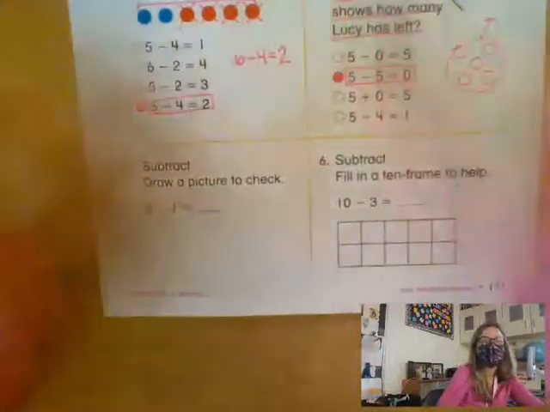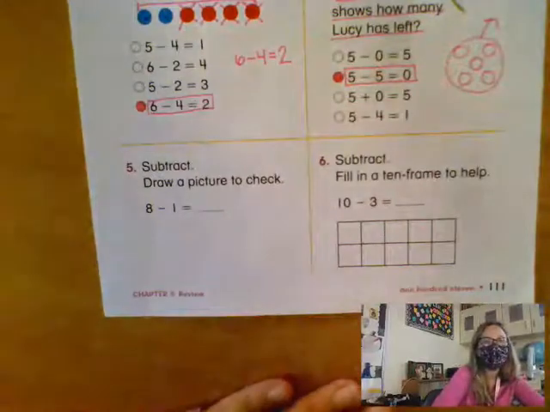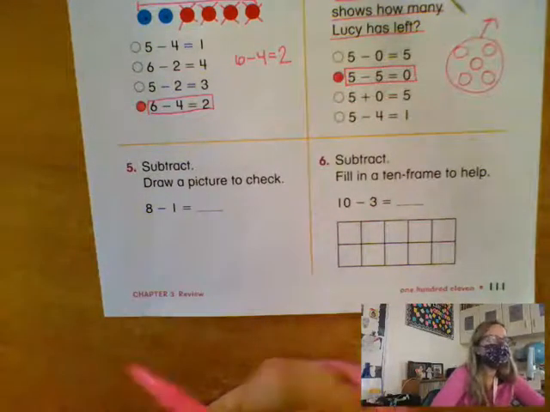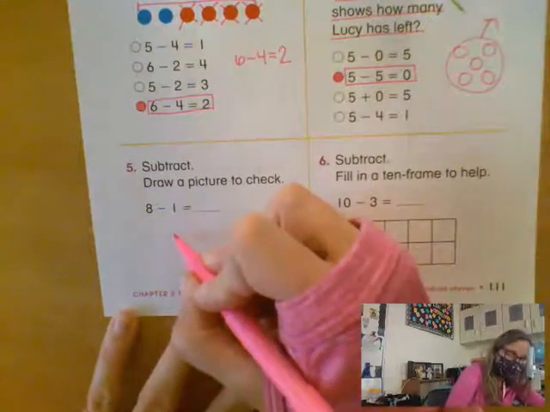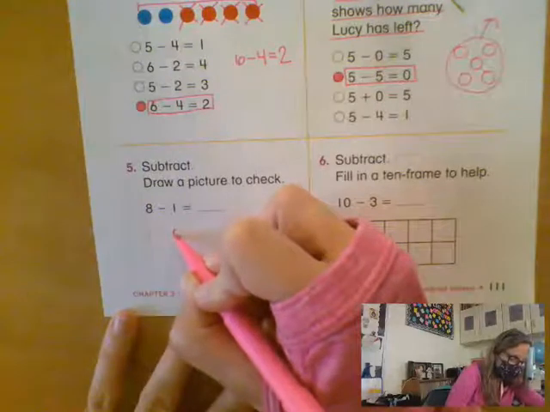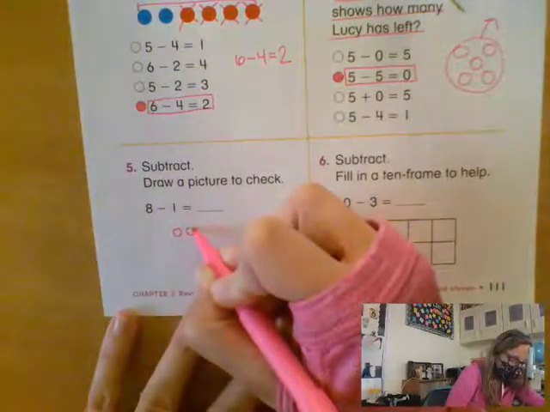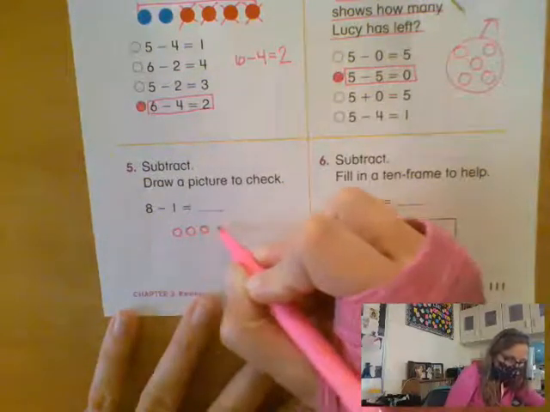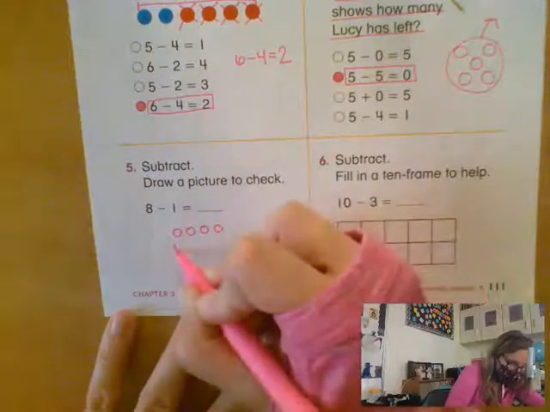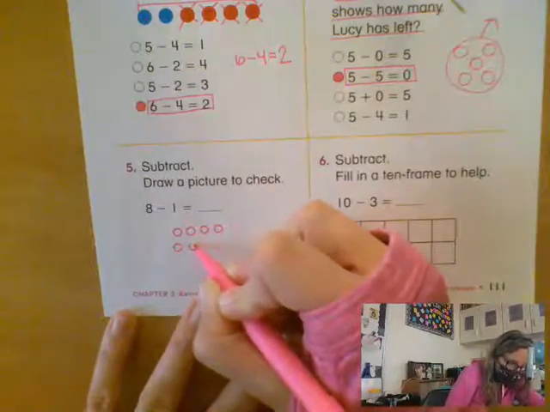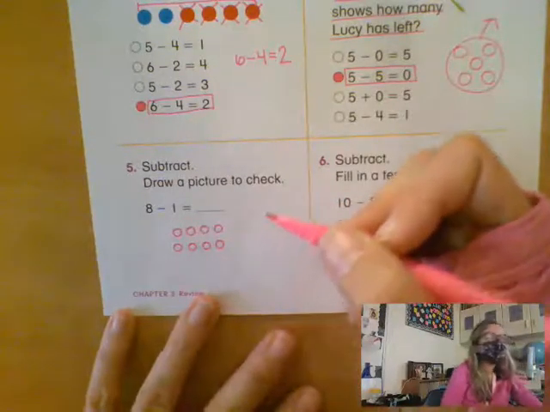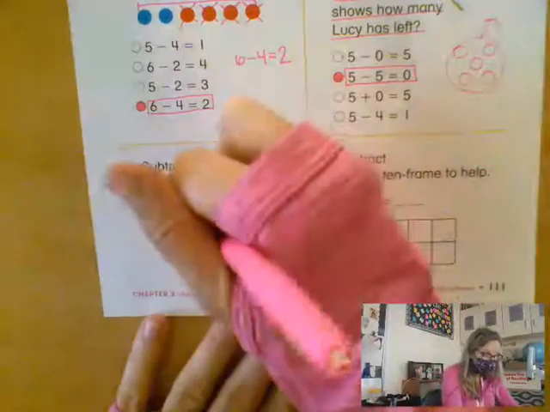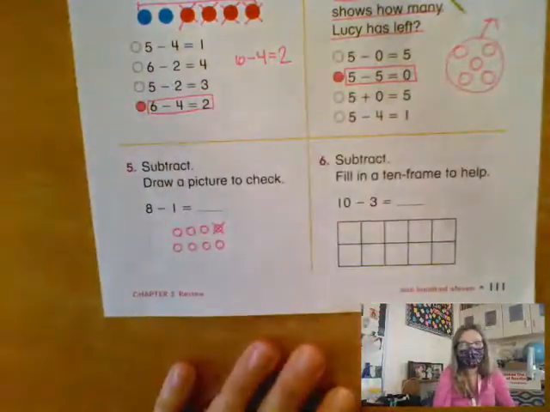All right, number 5 says subtract, and it says draw a picture to check. So when we draw a picture, it can be as simple as drawing circles. So we're going to do 8 take away 1, Brooklyn. So I'm going to draw, count with me, everyone. 1, 2, 3, 4, 5, 6, 7, 8. And now I'm going to take away 1, Brooklyn. So cross off 1. Send it on its merry way.